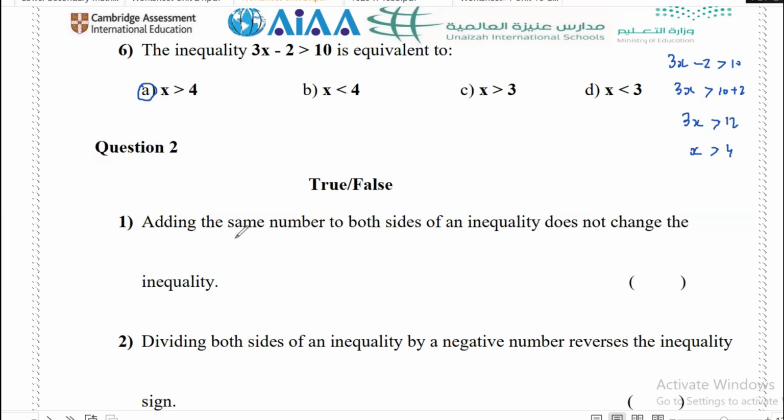Next, we have true or false. Adding the same number to both sides of an inequality does not change the inequality. Yes, it will not change. So this is true. Dividing both sides of an inequality by a negative number reverses the inequality sign. Yes, it will change the inequality sign.